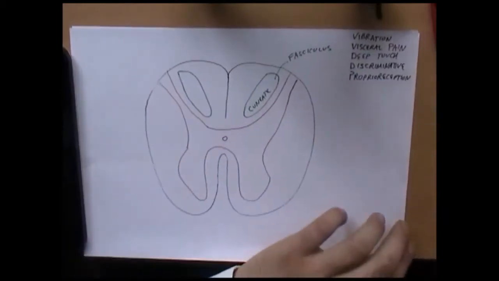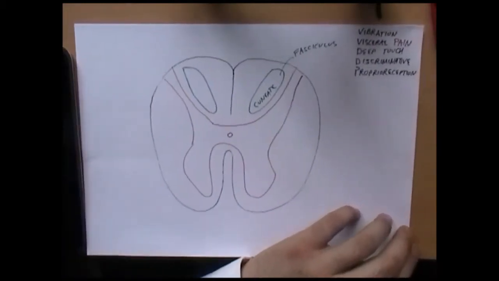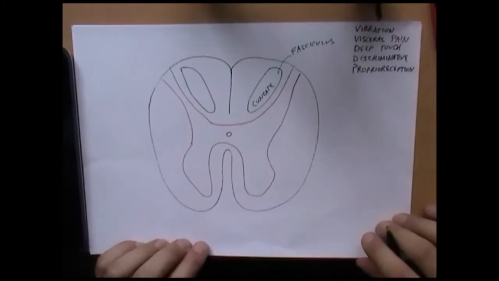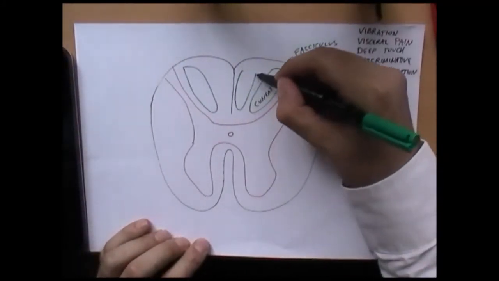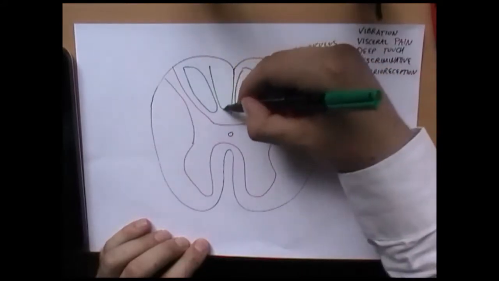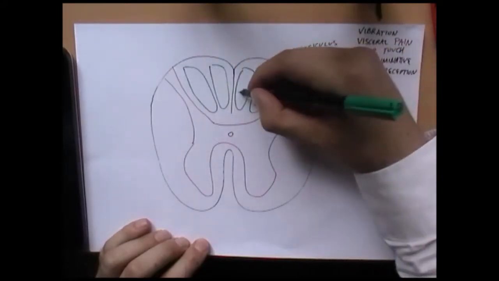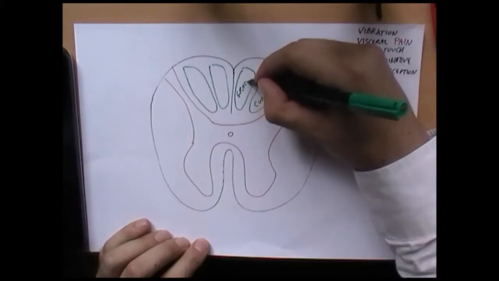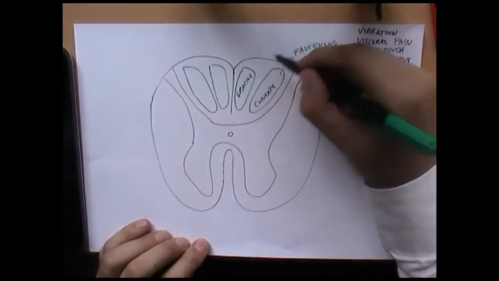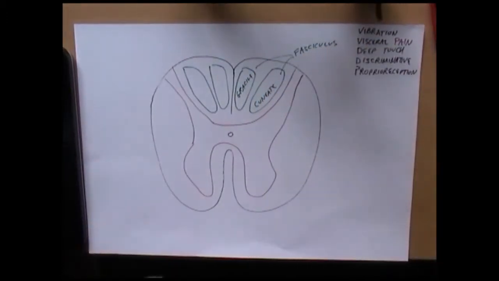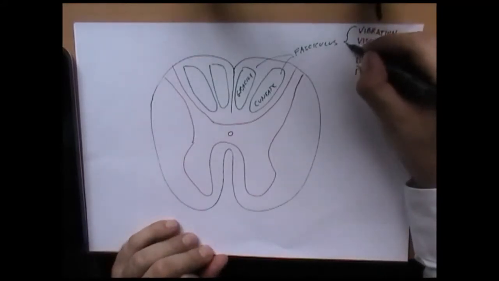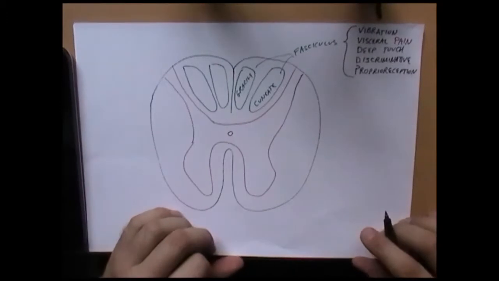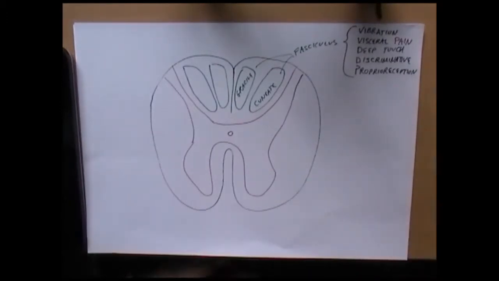Going to our next tract. Our next tract is called the gracile fasciculus, and it lies medially to our cuneates, and it's also a fasciculus. And guess what? It takes exactly the same sensory information: vibration, visceral pain, deep touch, discriminative touch, and proprioception.